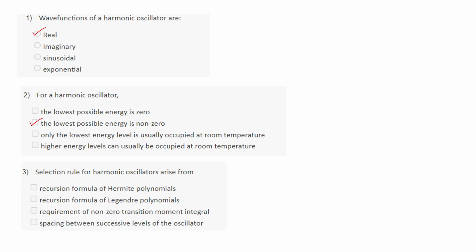And what about the rest of the two? Only the lowest energy level is usually unoccupied at room temperature, and higher energy levels can usually be occupied at room temperature. What do you think about this? Only lowest energy level is occupied at room temperature. Yes, and this does come from the Boltzmann distribution. And is there a role of degeneracy here?